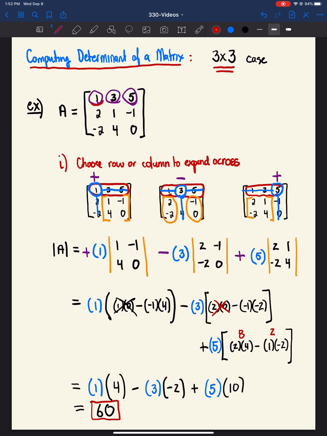Now note, we could have expanded across a different row and done a similar process, or a different column. What may have been easier in this case is looking at this matrix, if we expand across a row or a column that has many zeros in it. So maybe taking this last column and expanding across instead of that first row, or expanding across, say, the bottom row, rather than expanding across the first row like we did here. I hope this helps you determine the determinant of a matrix.